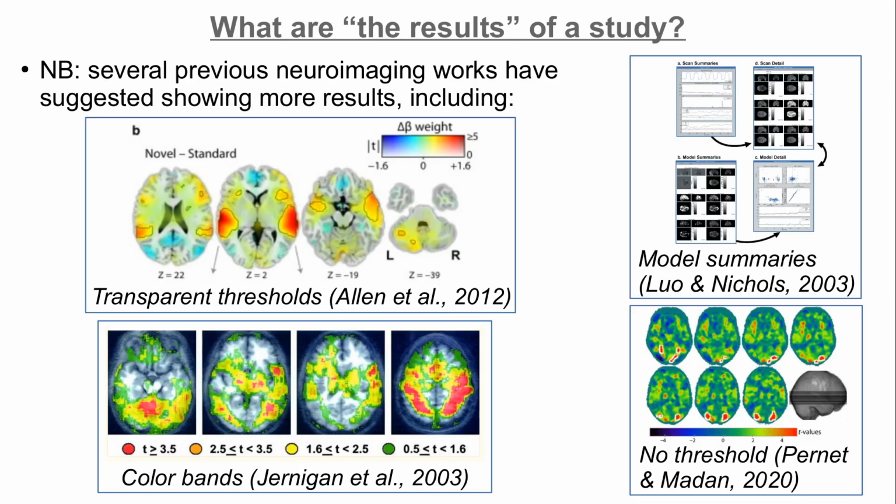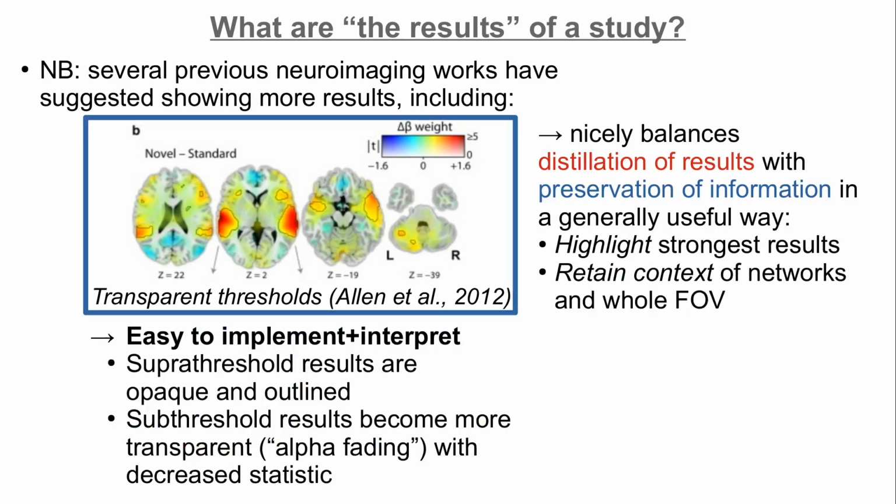There have been a lot of efforts over the years to try to promote showing more than just suprathreshold results in a study, and there's a lot of very good ideas. We're going to focus on this one because in my view it provides the nicest balance of distilling the results, kind of boiling them down, making them understandable and focused, while preserving a useful amount of information so we don't lose too much.